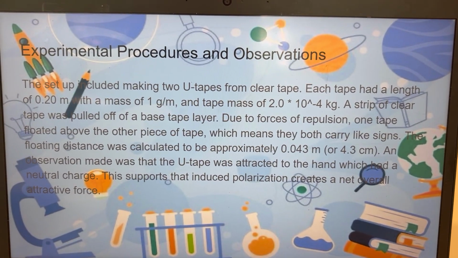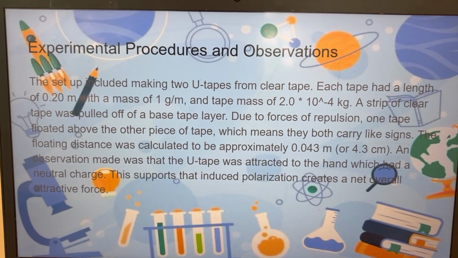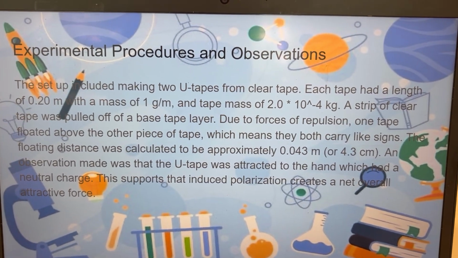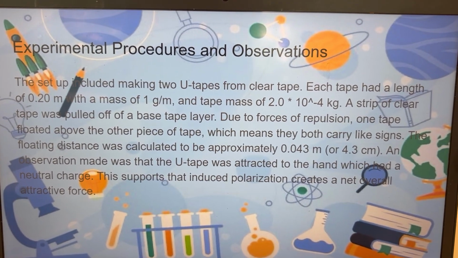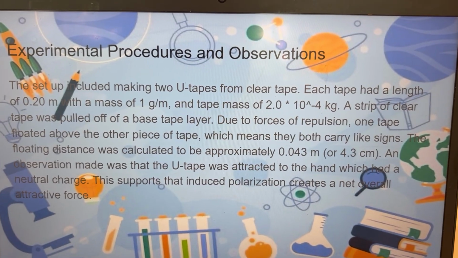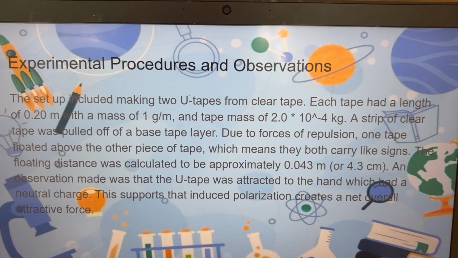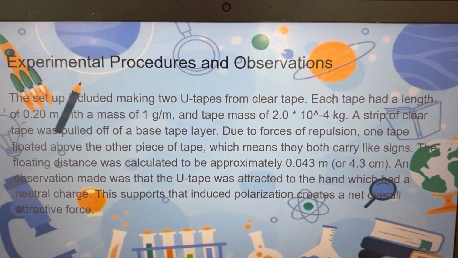The experimental procedures and observations are that the setup included making 2 U-tapes from clear tape. Each tape had a length of 0.2 meters with a mass of 1 gram per meter, and tape mass of 2.0 times 10 to the negative 4 kg. A strip of clear tape was pulled off the base tape layer.